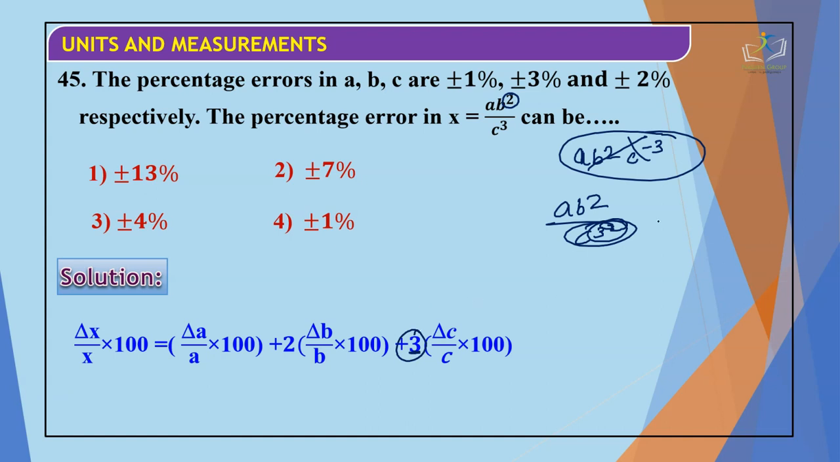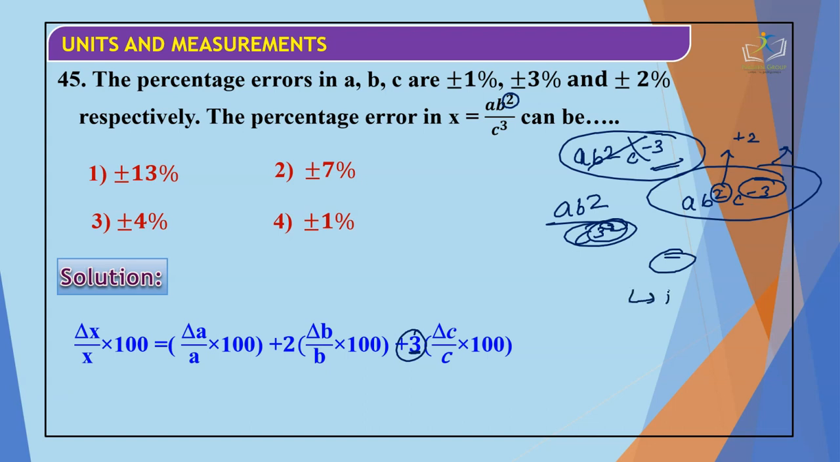There's no need to write it out if you just put it like this: a b square c minus 3. As the power, you are writing plus 2 for this. But this is actually a division form, so we are just putting the errors. Okay, our error can't be negative.